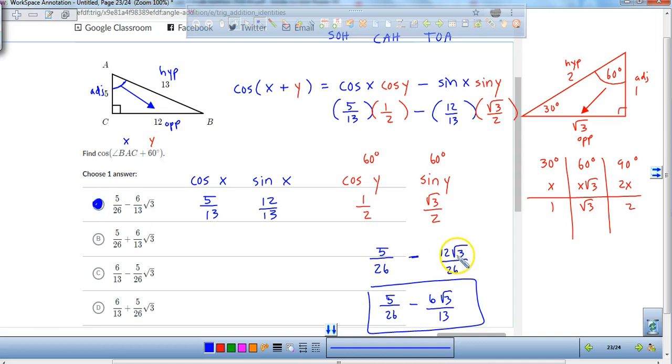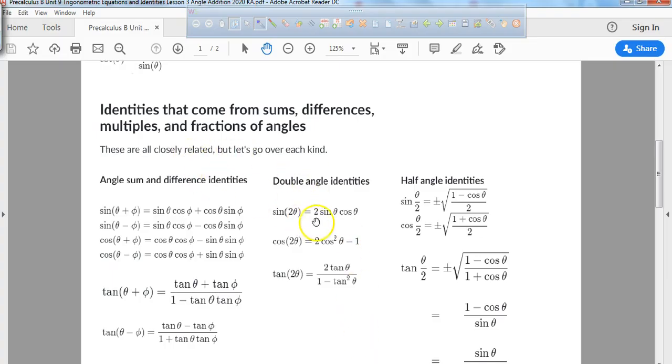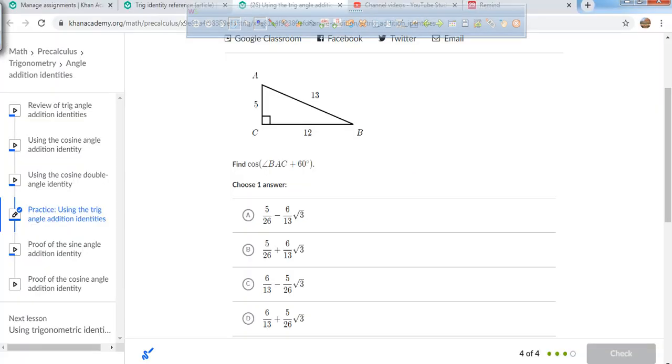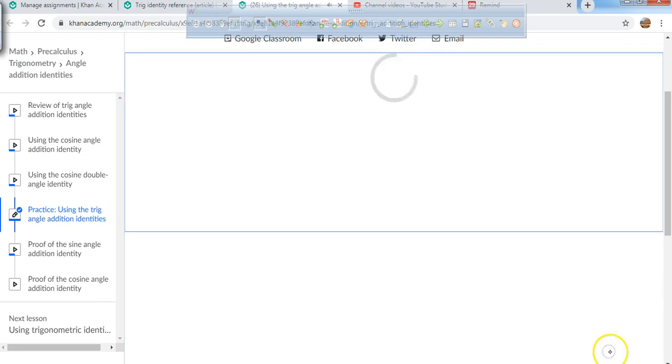Alright, hopefully that gave you enough information to be able to use these double angle identities and angle sum and difference identities. Looks like we got a sum and a difference and then a couple of different angle identities. So I'll go ahead and select that, which I think was answer choice A. And that's it. Hope this was helpful.